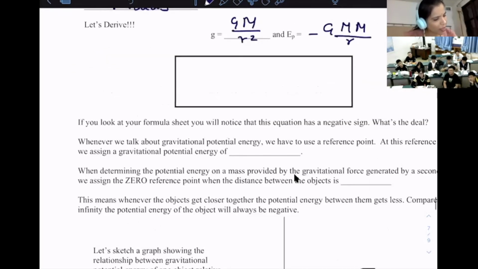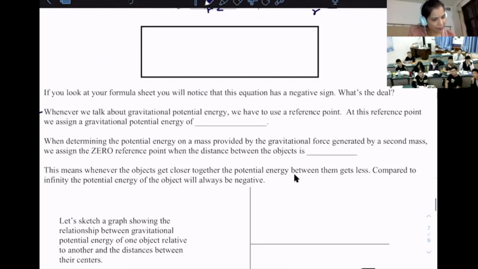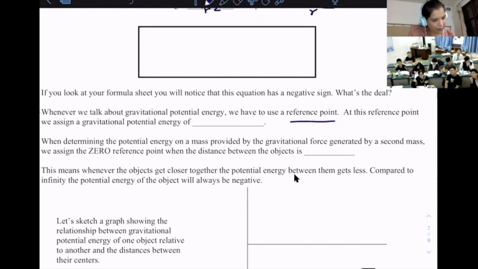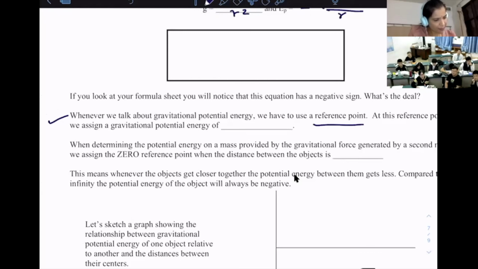All right. Now try to read this statement. Whenever we talk about gravitational potential energy, we have to use a reference point. At this reference point, we assign a gravitational potential energy of 0. So when we are saying the word reference point, this is the point you decide.